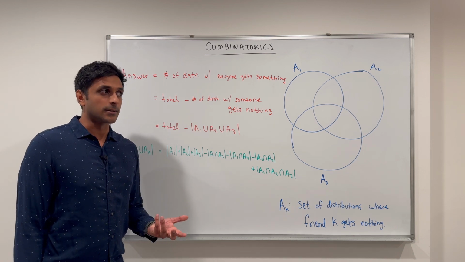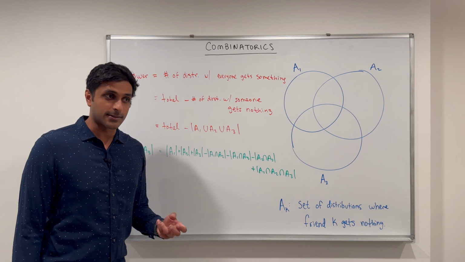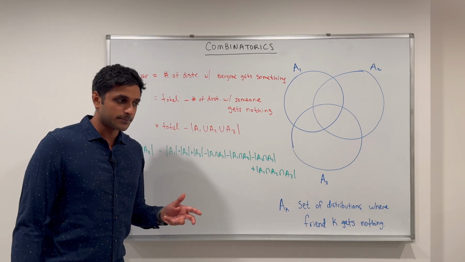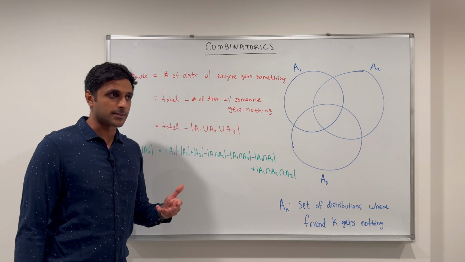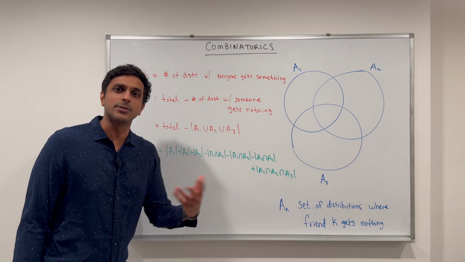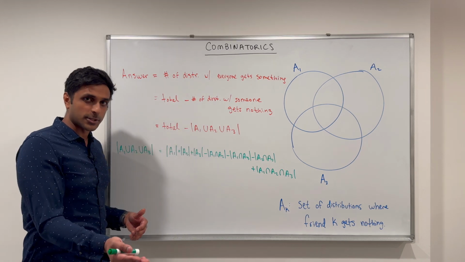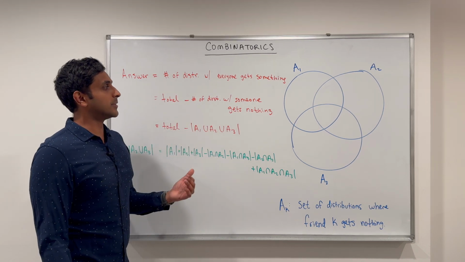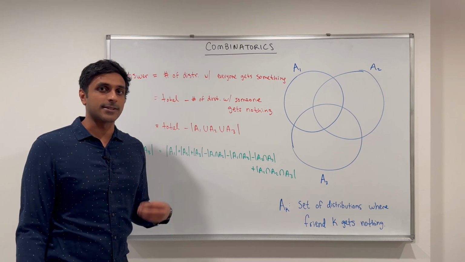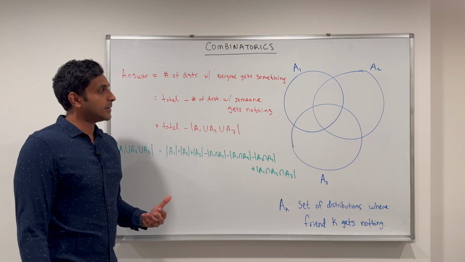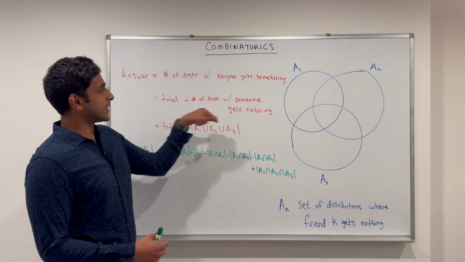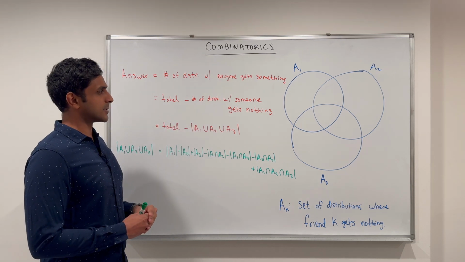What does it mean for it not to be the case that everyone gets something? Well, that would imply then that someone got nothing, right? At least one person got nothing. So instead, we can figure out the total number of distributions and subtract out the number of distributions where someone gets nothing, at least one person. All right, well, how do we think about this second piece here, the number of distributions where someone gets nothing?